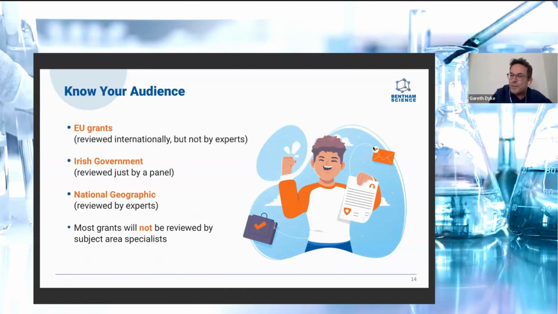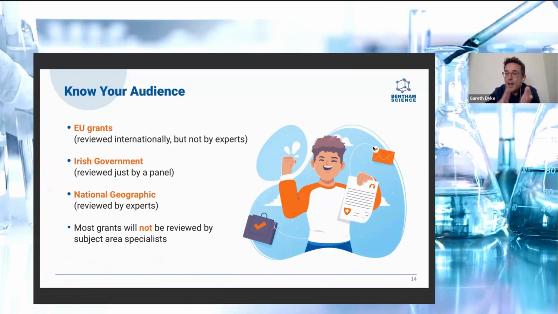And why it's important to know your audience, of course, is that all different kinds of grants are different. EU grants, we've talked about already. They're reviewed internationally, but not necessarily by experts. I used to work in Ireland, where government grants are reviewed by a local panel, so no international input. I've gotten grants from National Geographic, which are reviewed by experts, and this will help you with your writing style and the information that you need to include if you know who your reviewers are going to be.